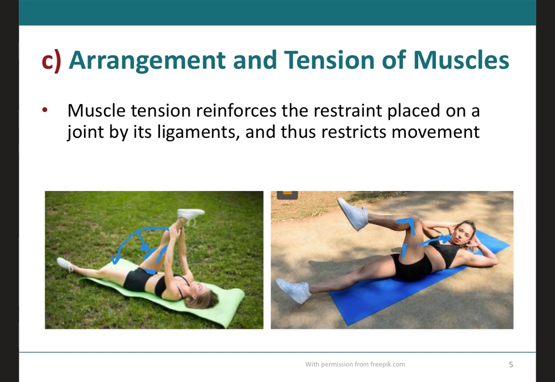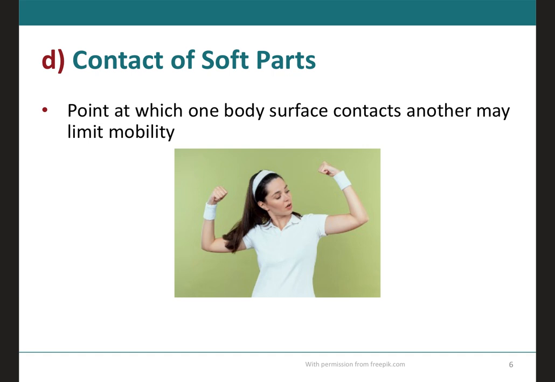Unless, of course, you have a big abdomen, then it's going to be hard for you to raise your knee to your chest. The contact of soft parts basically means the point where one body surface contacts another, and this may limit the mobility. For example, if you bend your arm at the elbow, as seen in this image, it can move no further once the anterior surface of the forearm meets the biceps brachii, which is a muscle on the arm. The joint may also be restricted by the presence, for example, of adipose tissue.